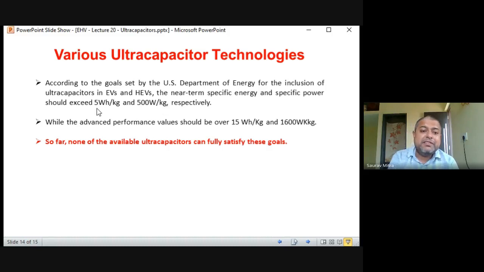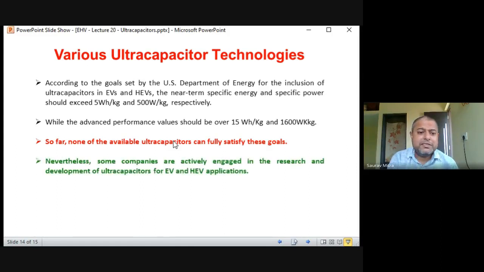That means 5 watt-hour per kg specific energy and 500 watt per kg specific power, or for high operation 15 watt-hour per kg and 1600 watt per kg. So this K should not be there, it should be per. Okay. So we are not at all close to the values mentioned by the US Department of Energy.